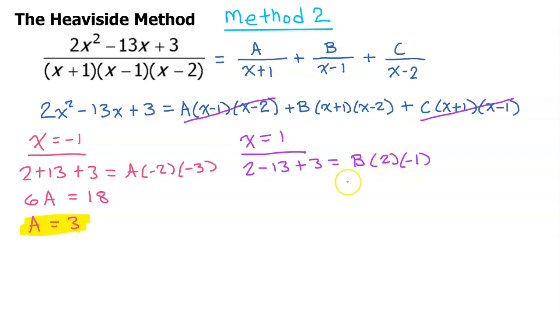-1 times 2 is -2, so we have -2b equals -8. Dividing both sides by -2 gives us b equals 4. Alright, 2 down, 1 to go.